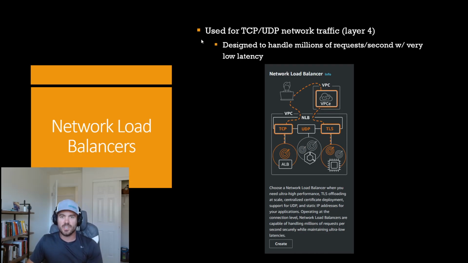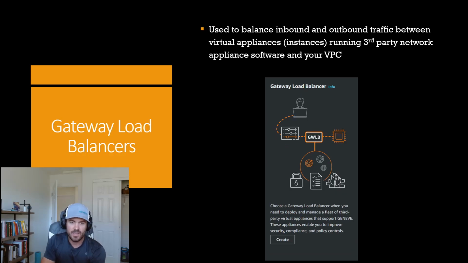Network load balancers, again, TCP, UDP traffic, layer 4. This is kind of the key words here. It's designed to handle millions of requests per second with very low latency, okay? And finally, gateway load balancers are used to balance inbound and outbound traffic between virtual appliances, just basically instances that are running third-party network appliance software, all right, and your associated VPC, okay?